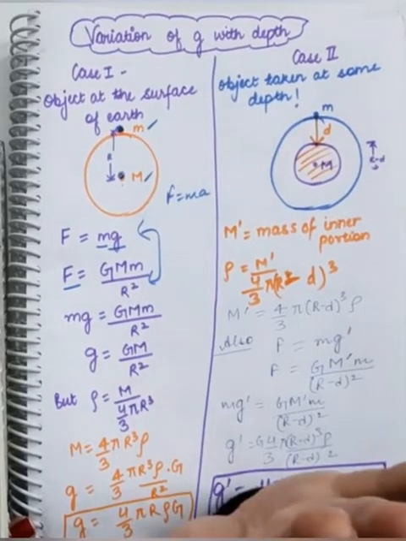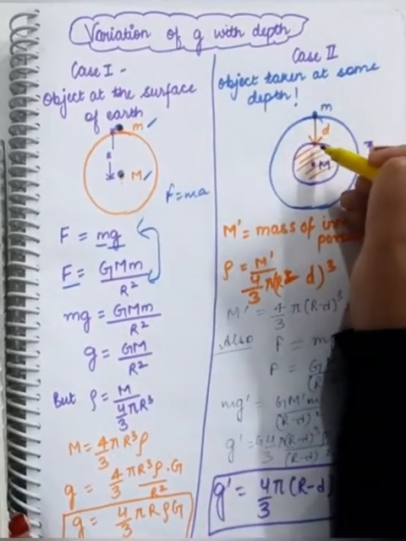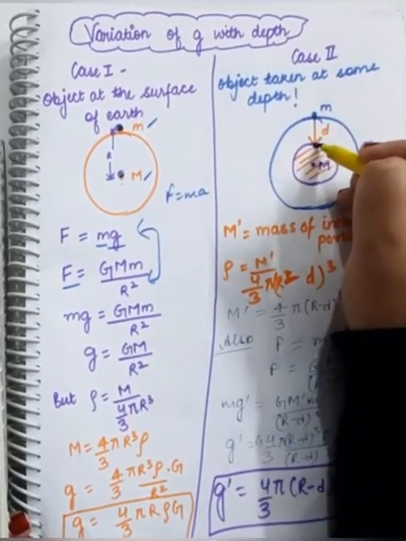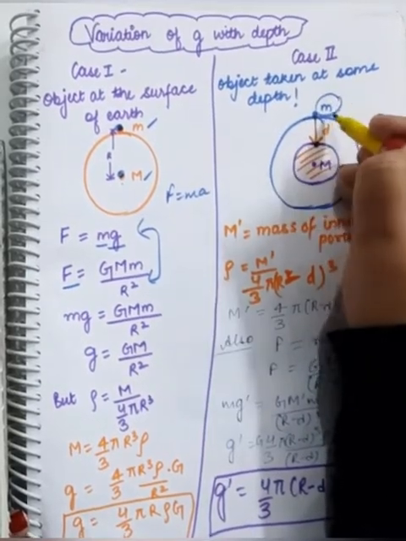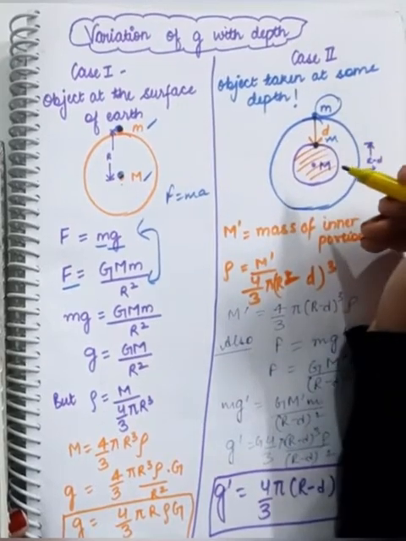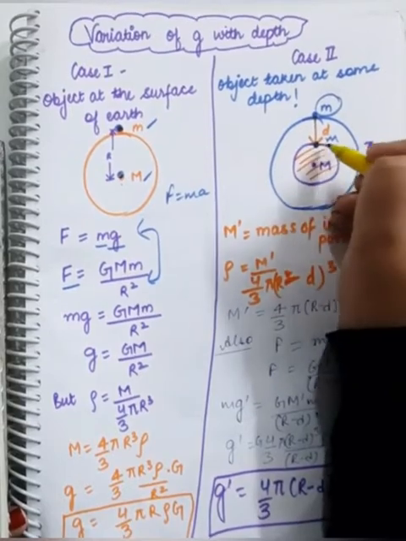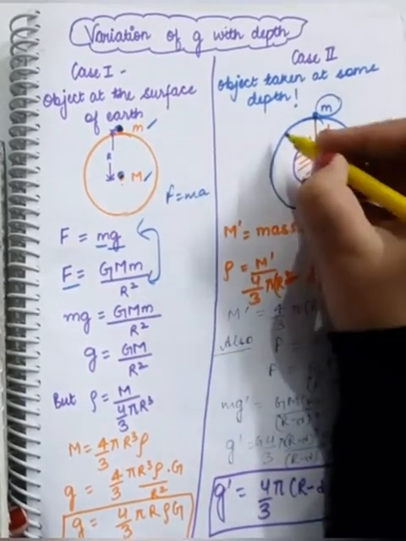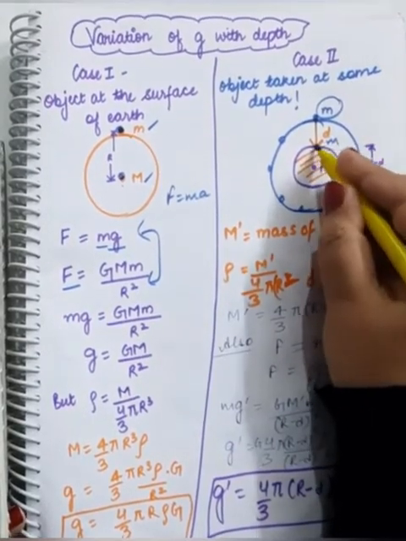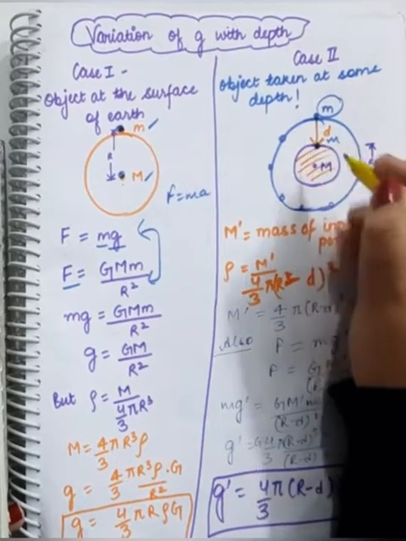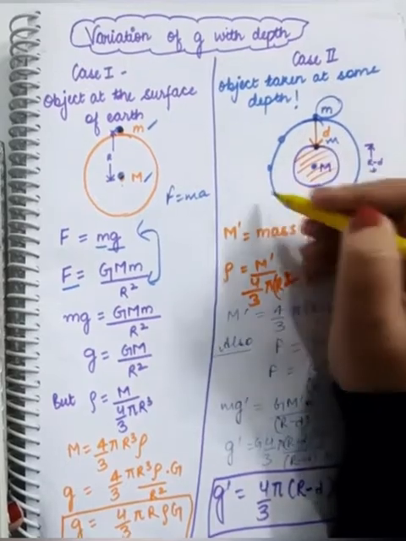But now I need to tell something very serious here. When you bring the object down to a certain depth, what exactly happens? Now this object of mass small m comes here. There is an interior sphere and there is an outer shell also. So the gravitational force experienced by this object is only the force due to the reduced mass of the Earth and not the entire mass.